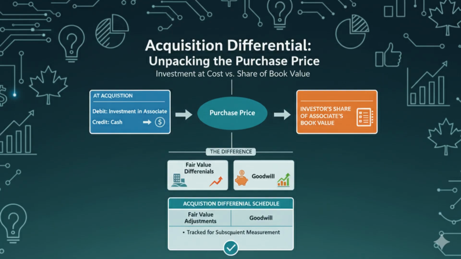Now, investors don't just leave that difference floating in the air. They usually track it in an acquisition differential schedule, also called a goodwill schedule or purchase price discrepancy schedule. This schedule shows the breakdown between fair value adjustments and goodwill, and it's critical for subsequent measurement.